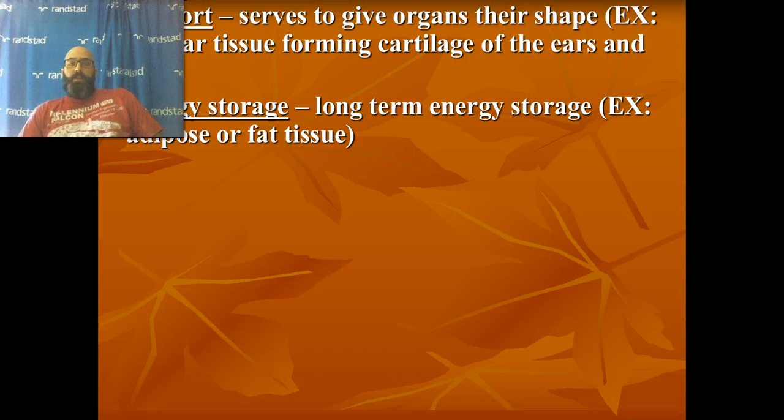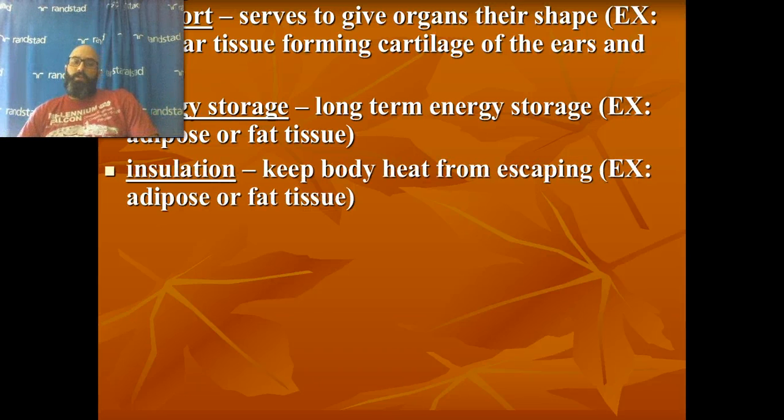This is where adipose tissue comes into play, or fat. So you have long-term energy storage. This is also how your food can actually be turned into lipids for long-term energy storage. And then your fat or adipose tissue has a secondary function, which is insulation. Keeps body heat from escaping.